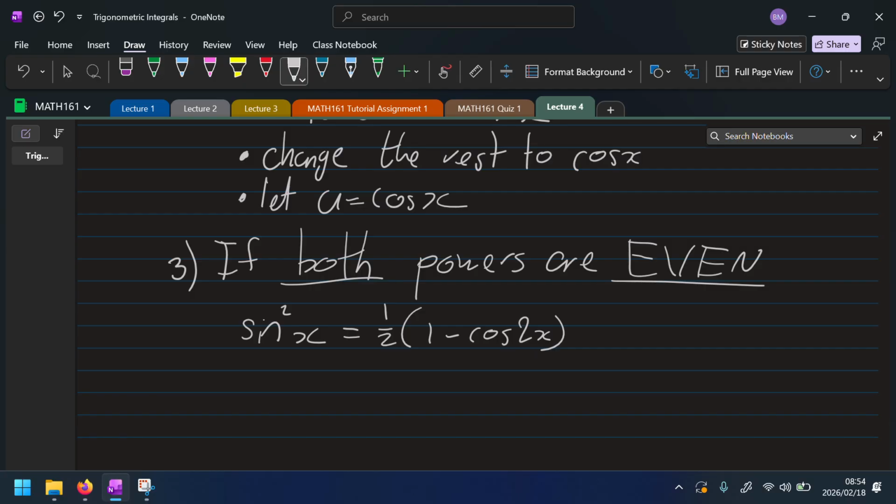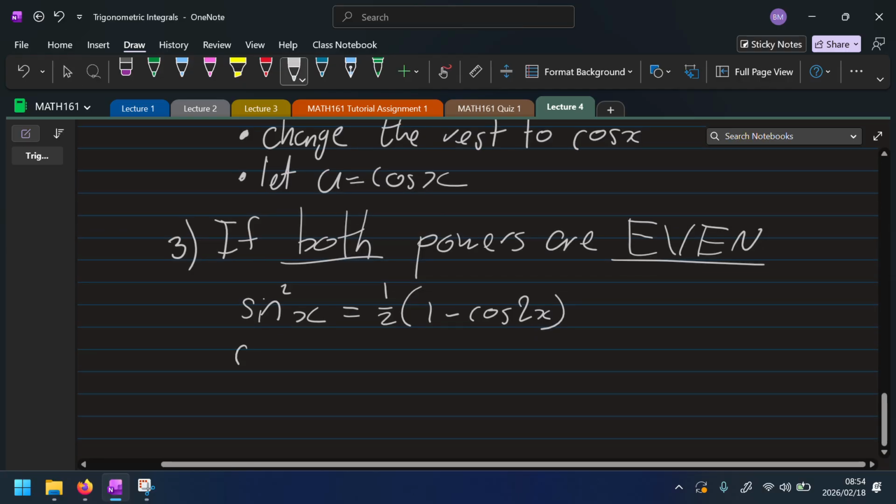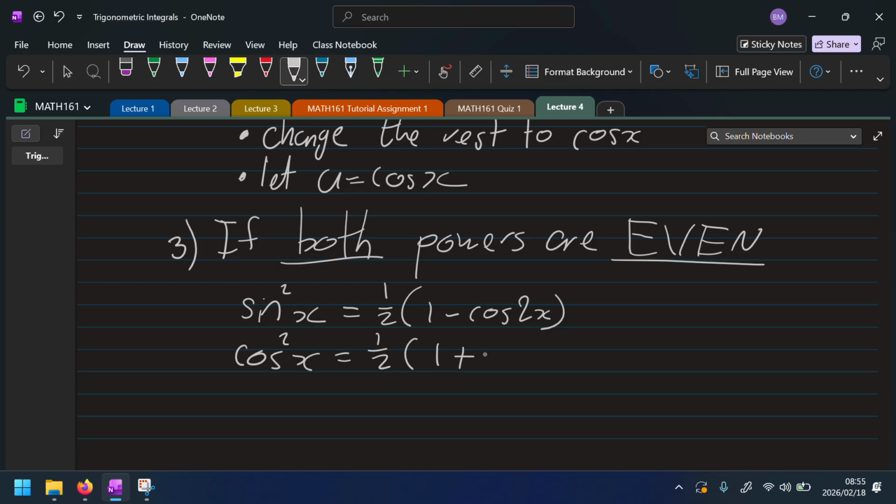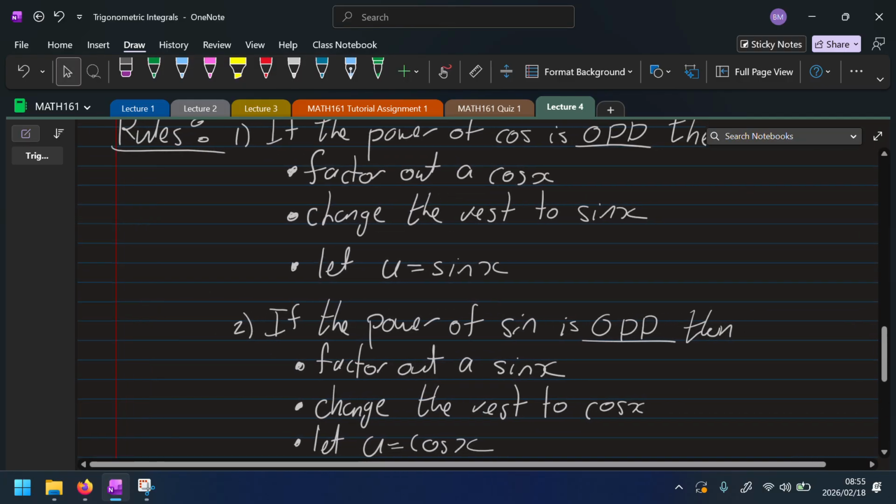Okay, we used this a little bit last year. Do you remember this one? And then if cos is even, we can write it as cos squared, and that will be 1/2, 1 plus cos 2x. So the sine squared comes with the minus, the cos squared comes with the plus. And then for number 4, but we're not going to write it down, if both powers are odd, then you can pick either 1 or 2.